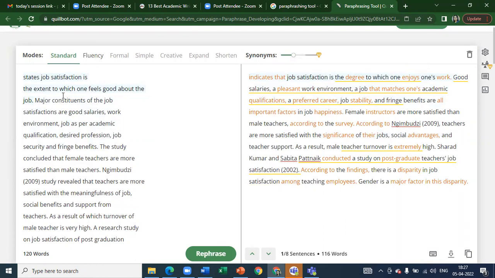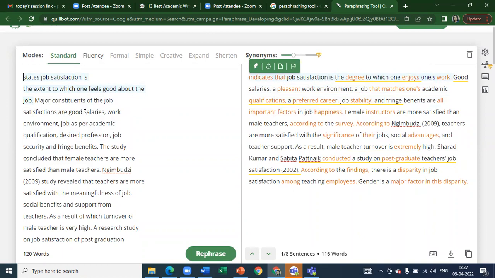Job satisfaction is the extent of which one feels good about the job. इसको और ऊपर जाएंगे तो आपको बताएगा ये. All what is, see, it's a degree to which one enjoys one's work. It changed my language.